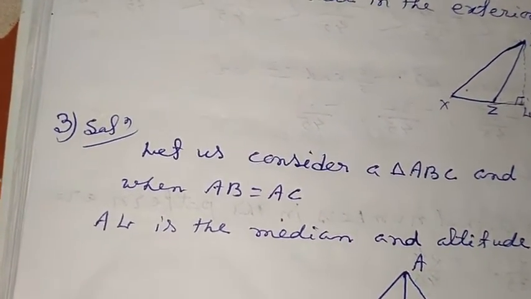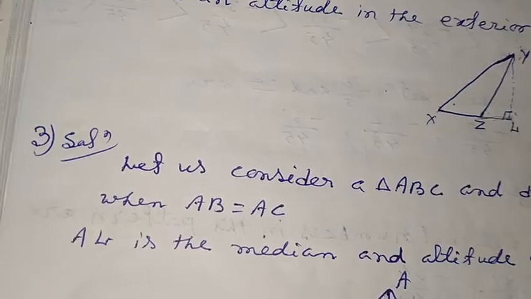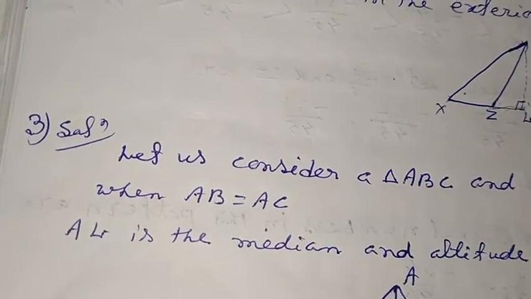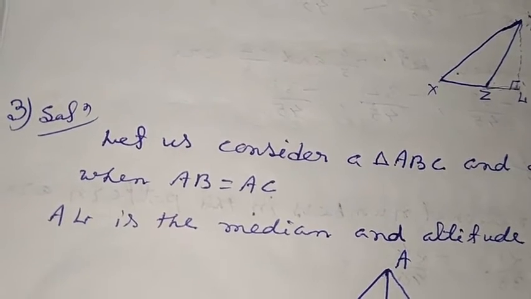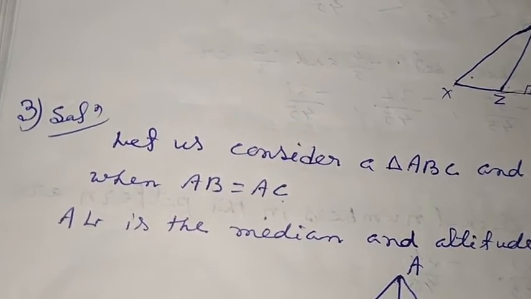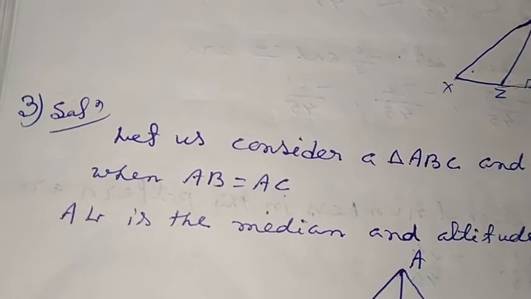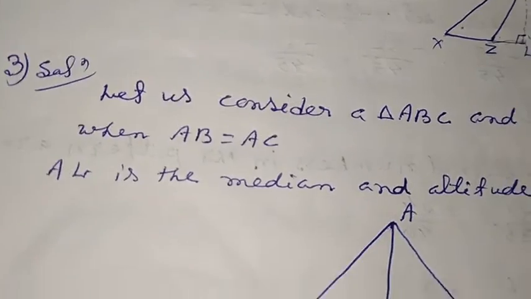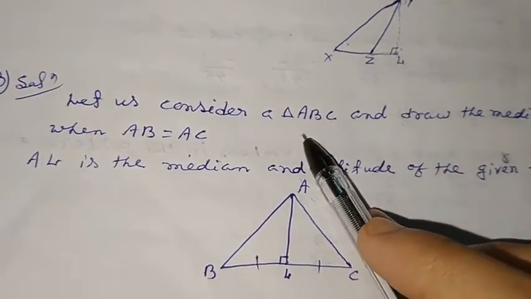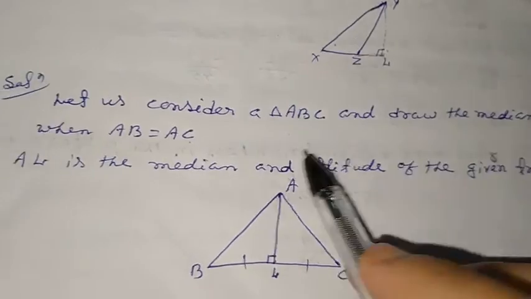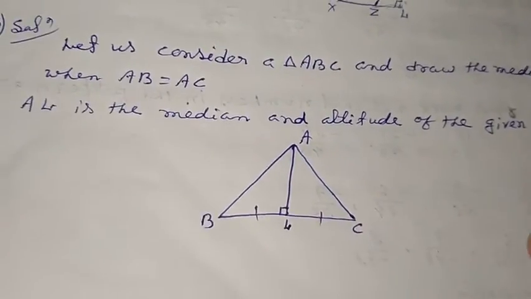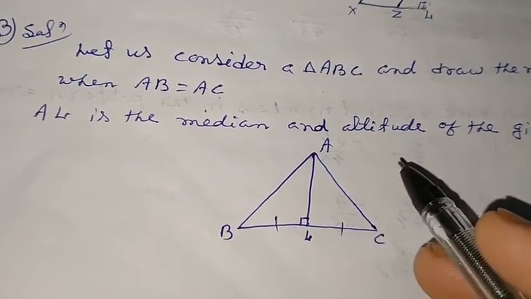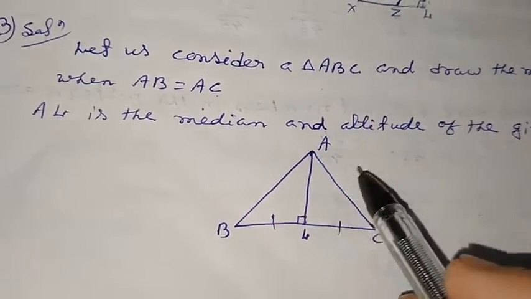Number 3. Question says that verify by drawing a diagram if the median and altitude of an isosceles triangle can be same. That means you have to verify by drawing diagrams whether the median and altitude of an isosceles triangle are same. Okay, so let us consider a triangle ABC and draw the median when AB equal to AC. Isosceles triangle means two sides are equal. Suppose ABC is an isosceles triangle in which two sides are equal, AB equal to AC.